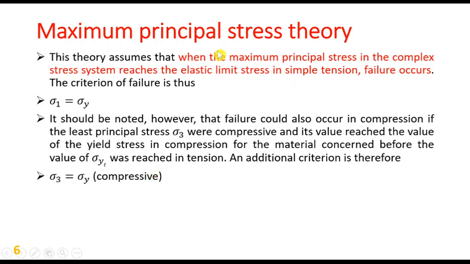So first theory, maximum principal stress theory. This theory assumes that when the maximum principal stress in the complex stress system reaches the elastic limit stress in simple tension, failure occurs. So the criteria of failure is thus sigma 1 is equal to sigma y.